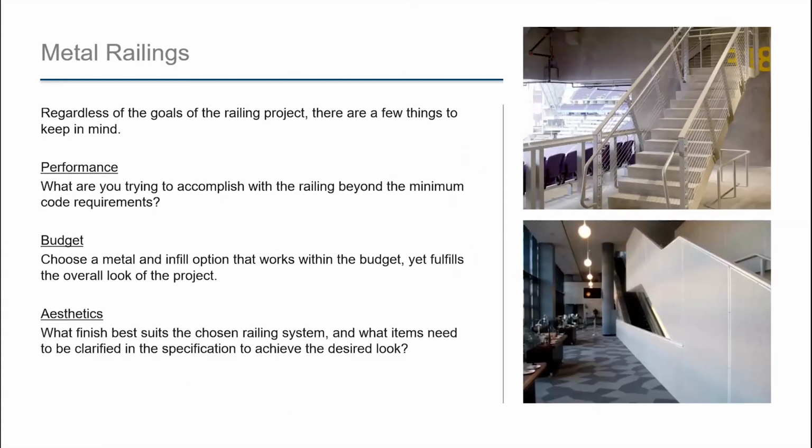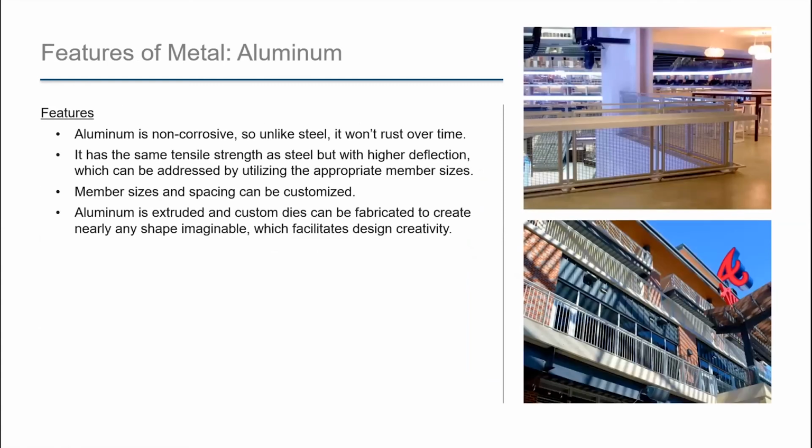So that concludes our overview of glass railings, and we will begin the next segment of the presentation covering decorative metal railings as a material choice. 3 things to keep in mind when choosing metal as a material are performance, the project budget, and aesthetics. Let's examine the feature of metal when choosing this material type.